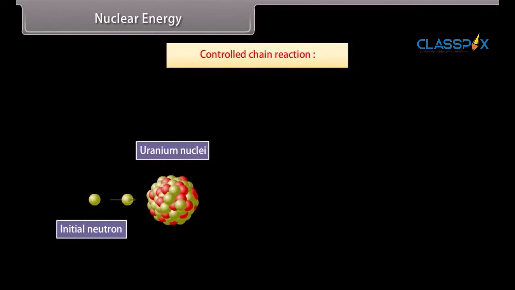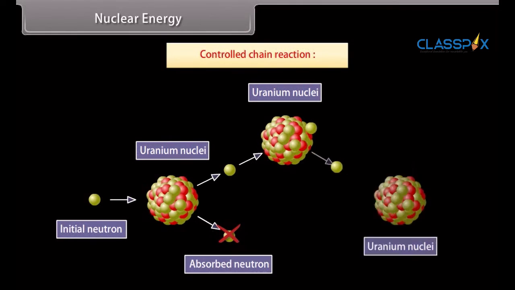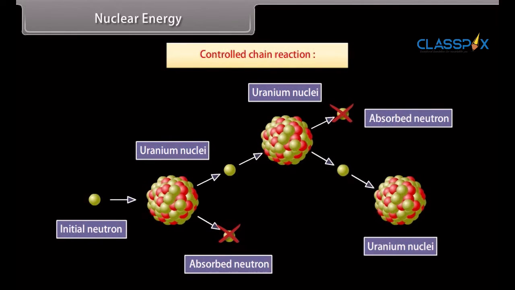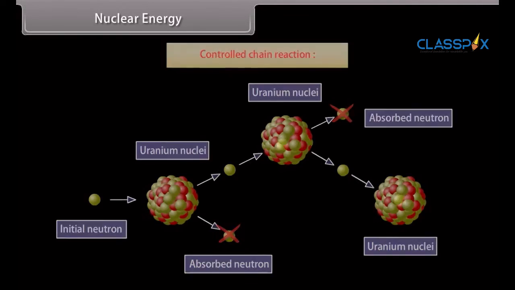Controlled chain reaction. If the chain reaction is arranged artificially, such that out of 2 or 3 neutrons produced per fission, on the average, only one neutron causes further fission, so that the rate of fissions may remain constant. Then the chain reaction is said to be controlled.